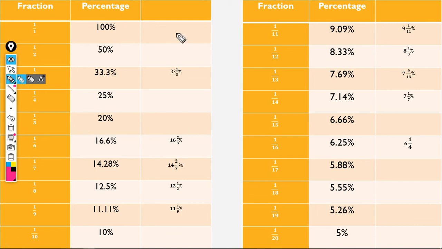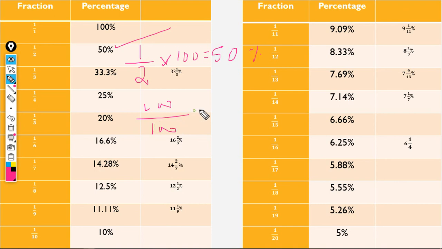Please remember what I am showing. This is the percentage table. Please remember it up to 1 by 20. If you remember this table, you can definitely solve any percentage question within a second. I already told you, any fraction multiplied by 100 is converted into a percentage. You already know 1 by 2 times 100 comes to 50%. If you have a percentage and divide by 100, it is converted back into a fraction. Like that we need to remember this table up to 20.